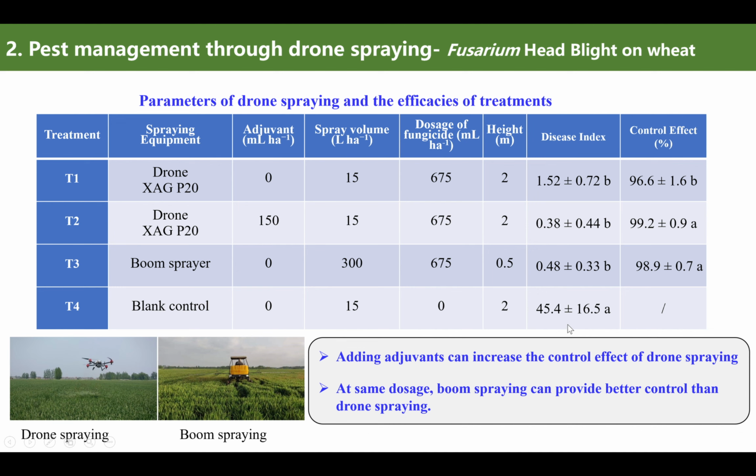This is the control for Fusarium head blight on wheat. The first treatment is drone spraying, and the second treatment is drone spraying with adding an adjuvant. You can see adding adjuvant can increase the control effect of drone spraying. And the third treatment is boom spraying. You can see at the same dosage, boom spraying can provide better control than drone spraying.